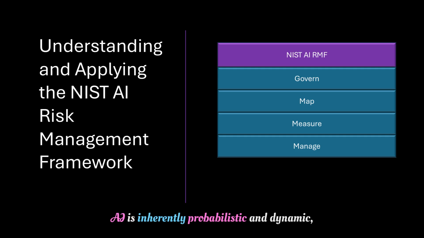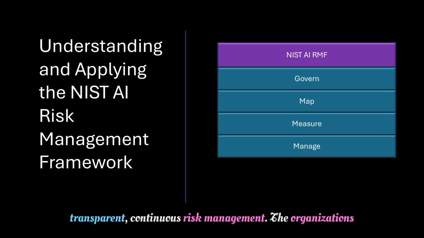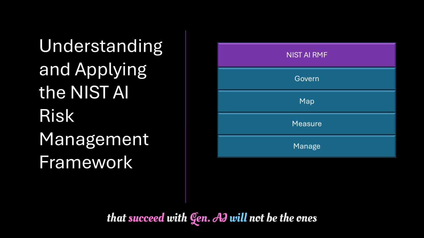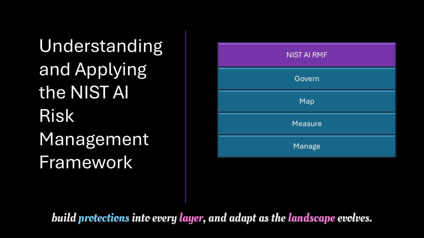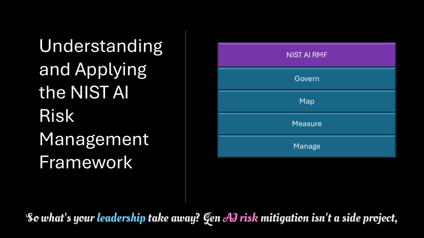You will never eliminate all risks in GenAI systems. AI is inherently probabilistic and dynamic. But as a security and business leader, your goal is not perfection. It's responsible, transparent, continuous risk management. The organizations that succeed with GenAI will not be the ones that fear it or the ones that ignore its dangers. They will be the ones that govern it thoughtfully, build protections into every layer, and adapt as the landscape evolves. So, what's your leadership takeaway?